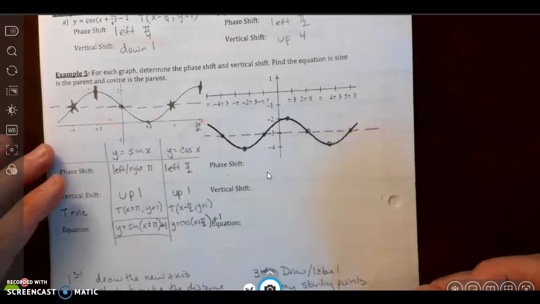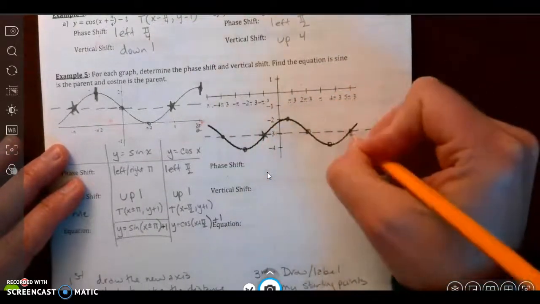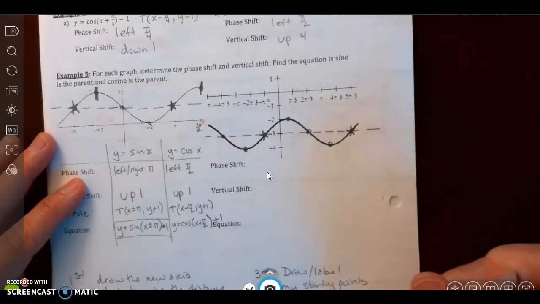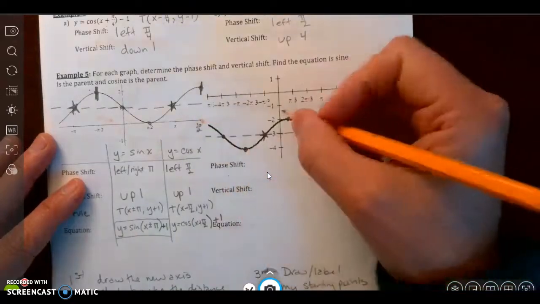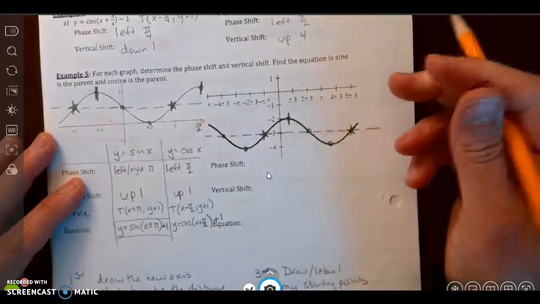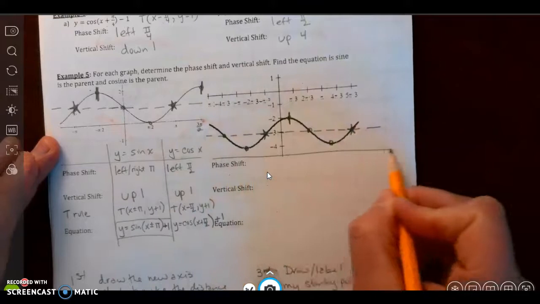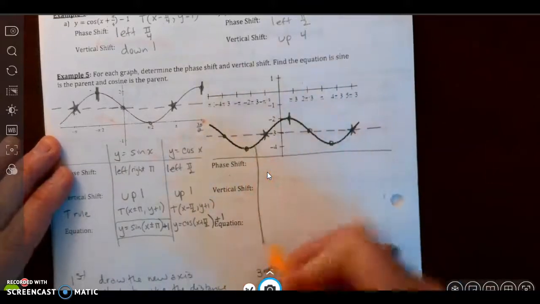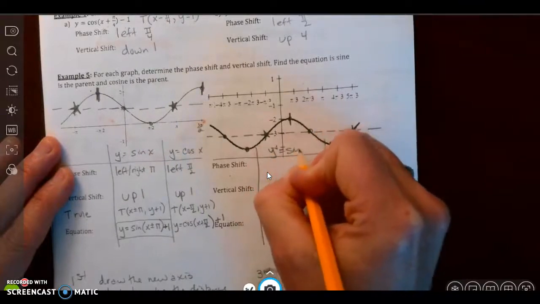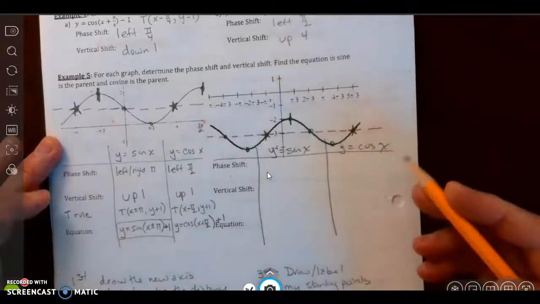Sine starts on the axis and goes up. This would be sine right here, and then again right here. Cosine starts at the high and goes down. So cosine starts here. That's the only one I see for cosine. So now I'm going to set up my table for y equals sine of x and y equals cosine of x.